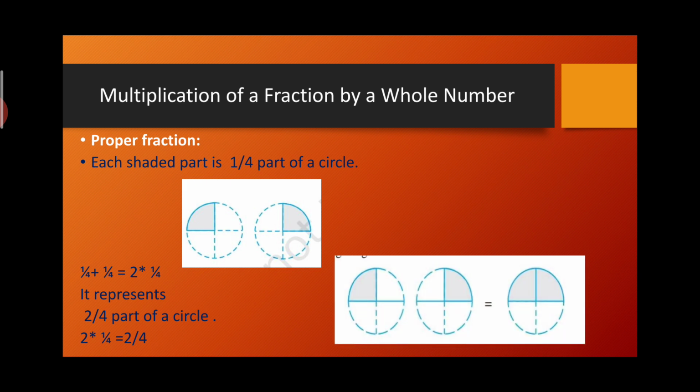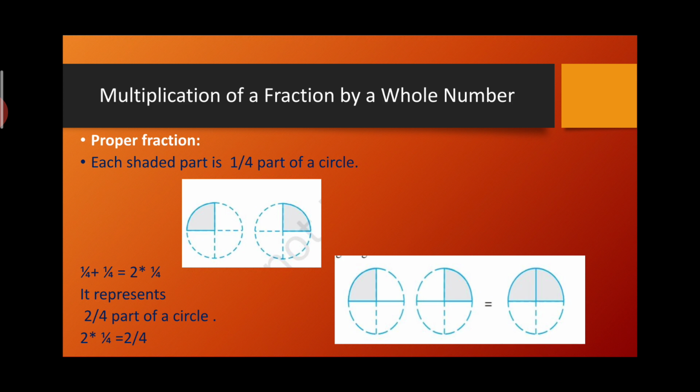Now you have combined both the shaded parts into one picture. In the resultant picture you can see a circle, it also contains 4 divisions, out of which 2 parts are shaded. So what you can write for the result is 2 parts shaded out of 4, so you can write 2 upon 4. So how does this 2 upon 4 come?